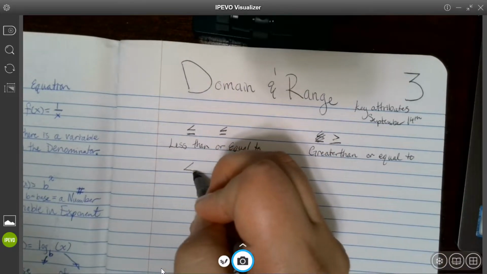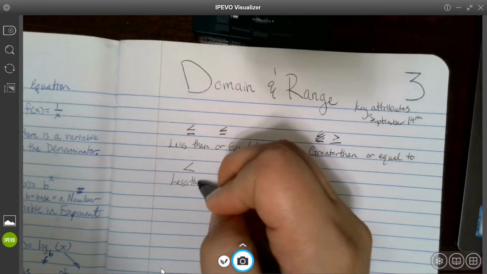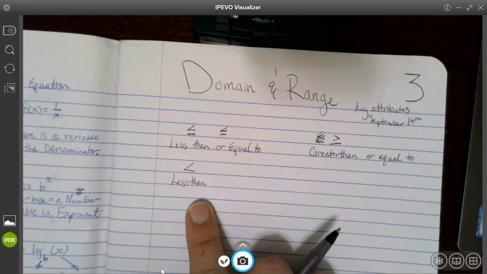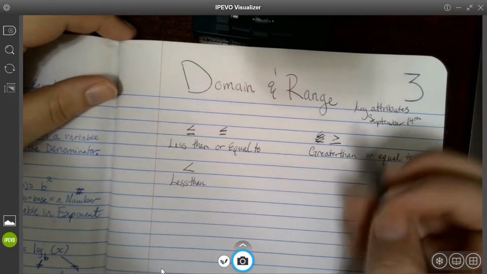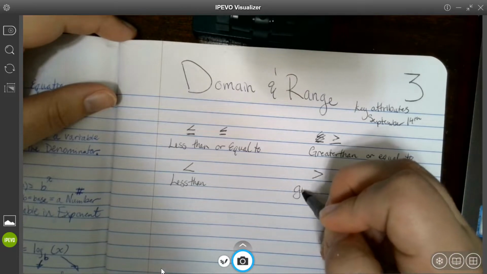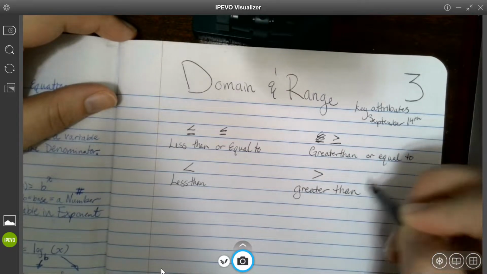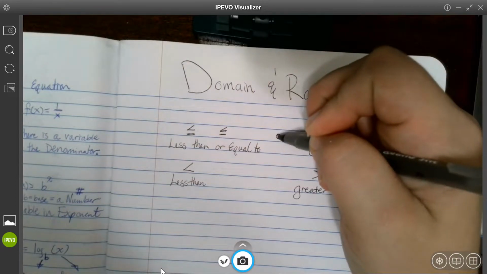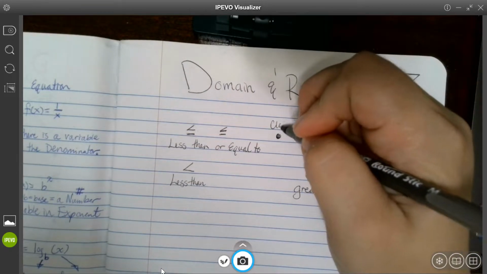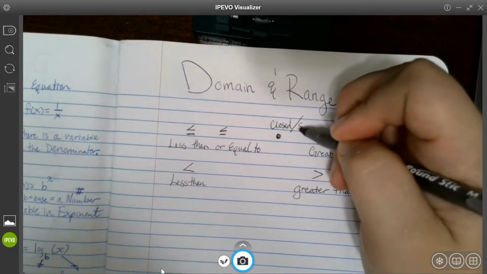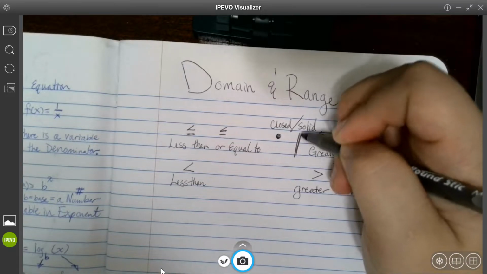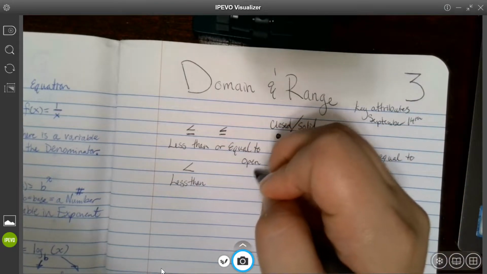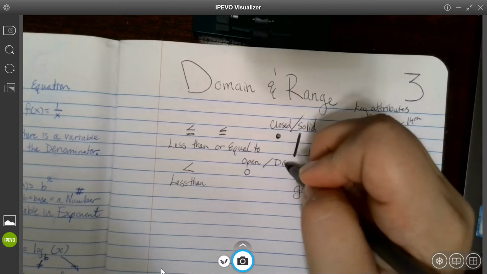Then if we do this symbol, this is just less than. So this is where you're not actually allowed to go all the way up to the point. You can get as close as you want without touching, but you may not actually touch. Same thing here, greater than. Now for both of these, you're looking at a closed circle. So you're gonna fill in the circle. I'm gonna write closed. And I'm also gonna write solid because it's a solid line. This is the other. This is gonna be an open circle. And this is gonna be a dashed line.